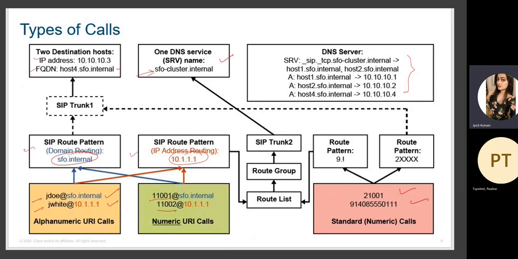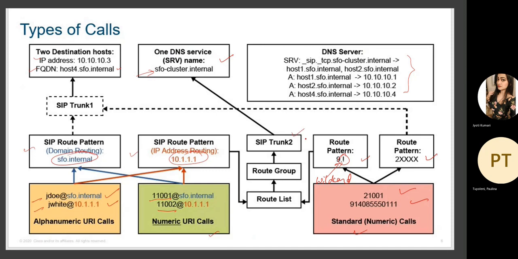Standard numeric calls are just the numbers that we already know. For the standard numeric calls, we only use the numbers or the pattern for the numbers. It can be national, international, or internal. Any pattern can be used. Route patterns can be used in these formats with exclamation mark, which is the wildcard format, and so on. So this is just a representation of different types of calling that can be done.